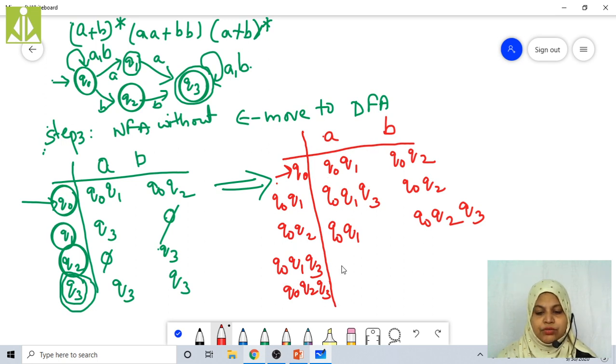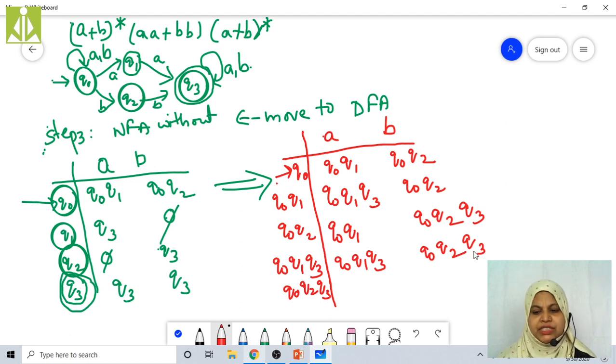For Q0, Q1, Q3 on A: Q0 on A is Q0, Q1, Q1 on A is Q3, and Q3 on A is empty, so we get Q0, Q1, Q3. Q0 on B is Q0, Q2, Q1 on B is empty, and Q3 on B is empty, so Q0, Q2. Q0, Q1, Q3 is already present, so no need to find its transitions again.